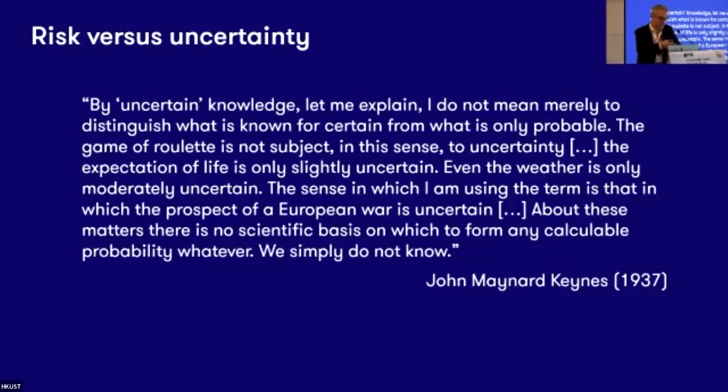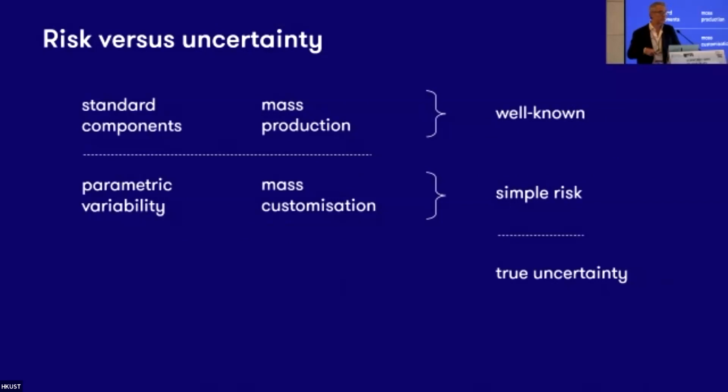So he makes a distinction between, say, a game of roulette, because it's probability, and the weather, which is only moderately uncertain. But the real uncertainty, true uncertainty, is the prospect, say, of a European war, which is truly uncertain. You have no scientific basis on which to calculate the probabilities of that. We just don't know. So this is a real kind of uncertainty that we often have, particularly toward the beginning, the design phases of a project.